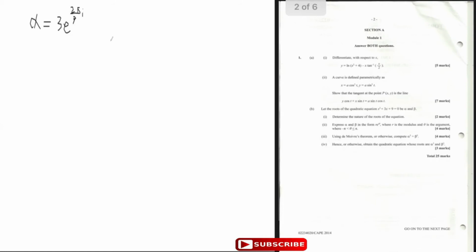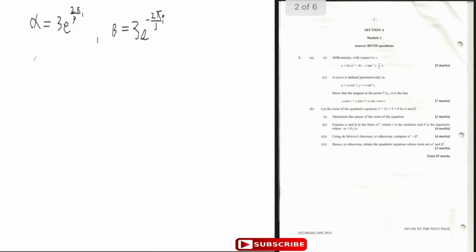And then I can say that beta is equal to 3e to the minus 2 pi by 3 i. That's beta. Nice and easy. Now it says using De Moivre's theorem or otherwise, compute the value of alpha cube plus beta cube. Well, which one do we want to go with?